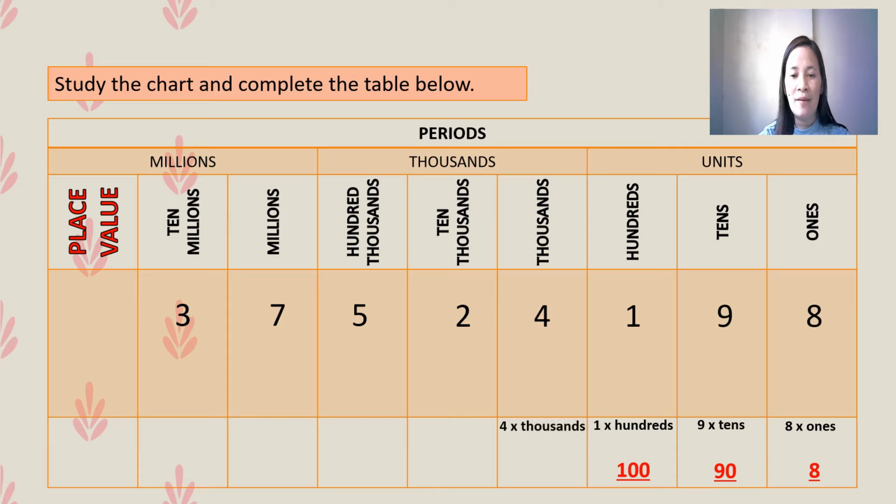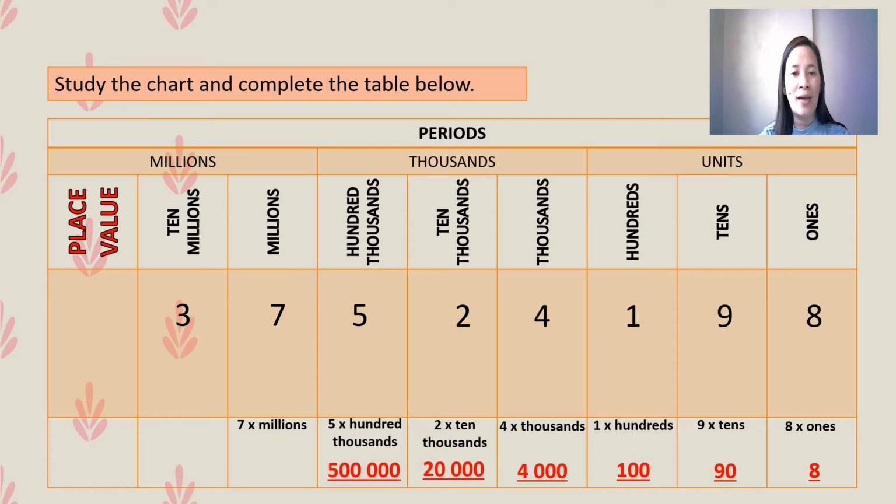In thousand, we have 4 times thousands, its place value, that is 4,000. Then in 10,000, multiply by the given digit, which is 2, so that is 20,000. In 100,000, 5 times 100,000, that is 500,000. In millions, we have 7 times millions, that is 7 millions. Then in 10 millions, we have 3 times 10 millions, so its value is 30 million.